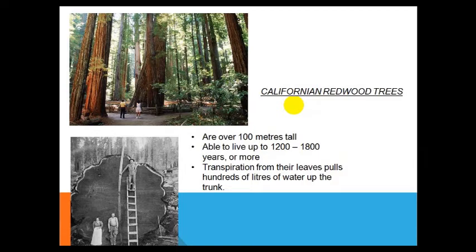This slide is about how taller trees are able to do transpiration even though they are very high, meaning they are all over 100 meters tall. This type of tree can live up to 1,200 to 1,800 years or maybe more. Transpiration from their leaves will pull hundreds of liters of water up the trunk.